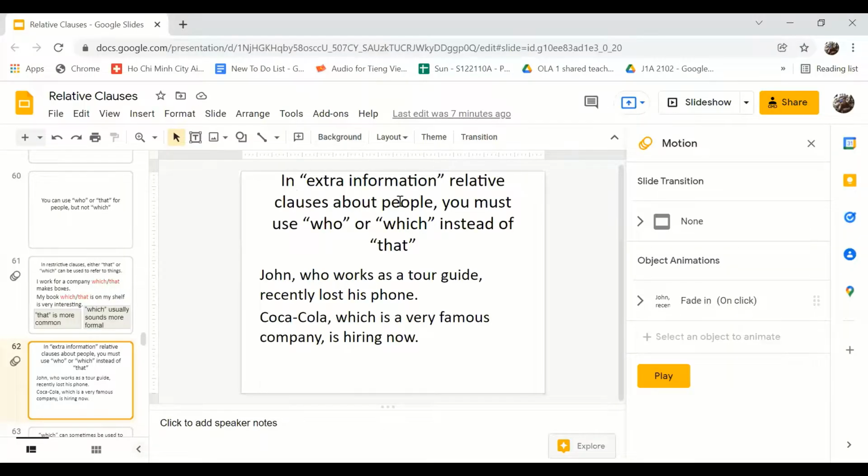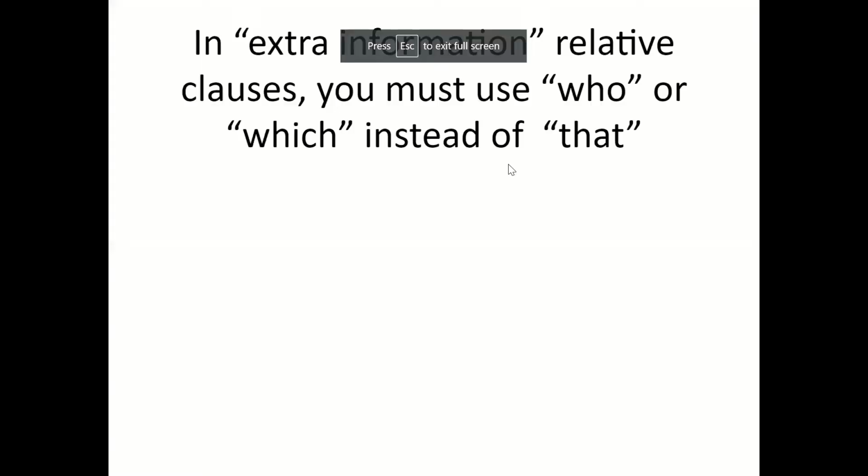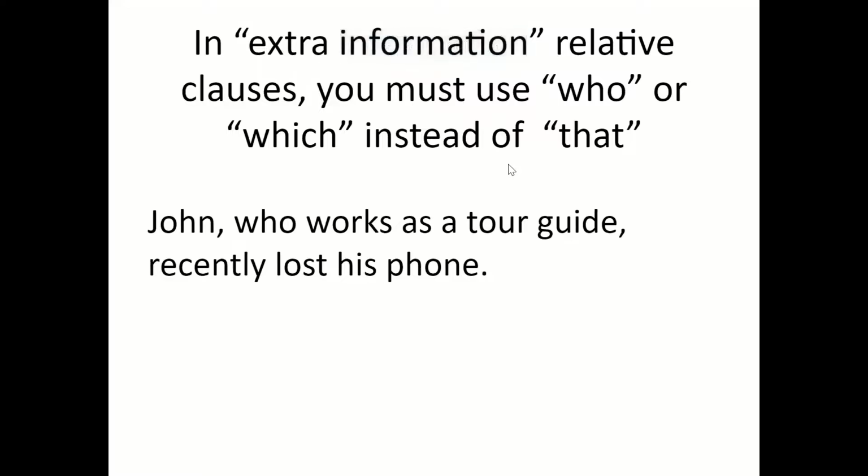Sorry, that's a mistake. Not only about people. About people or things, we have to use who or which instead of that. So John, who works as a tour guide, recently lost his phone. Because this is extra information, non-defining, we can't use that here. John that works as a tour guide sounds strange. It needs to be who.